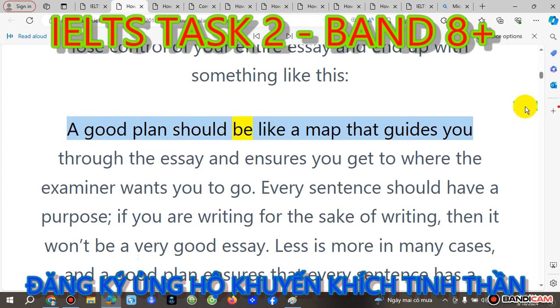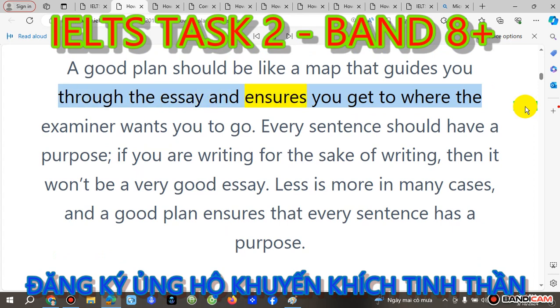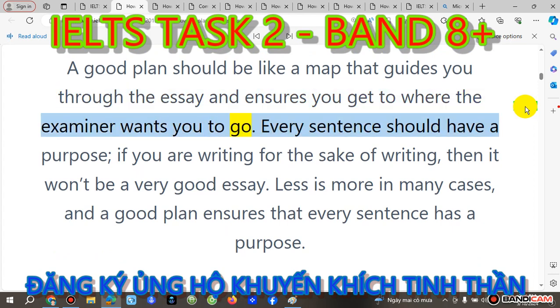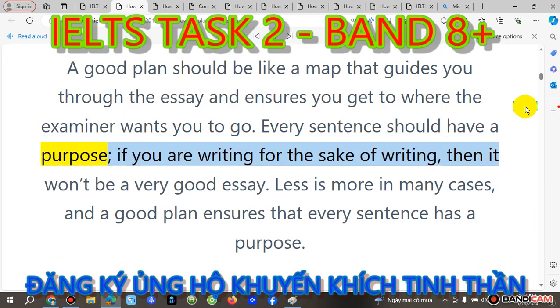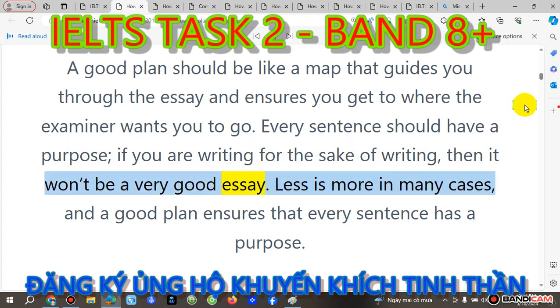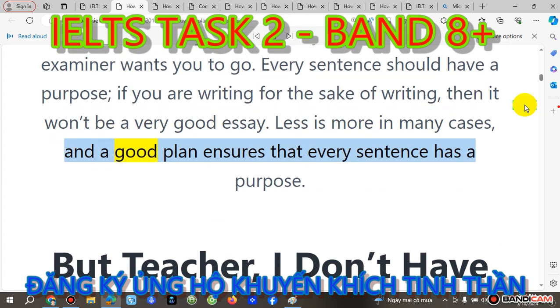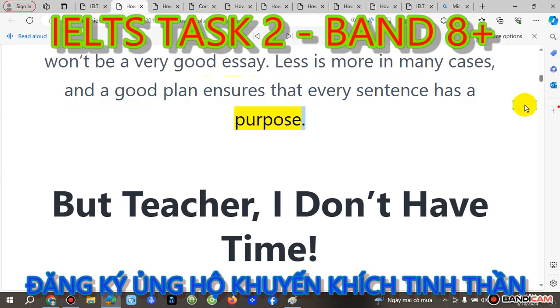A good plan should be like a map that guides you through the essay and ensures you get to where the examiner wants you to go. Every sentence should have a purpose. If you are writing for the sake of writing, then it won't be a very good essay. Less is more in many cases, and a good plan ensures that every sentence has a purpose.